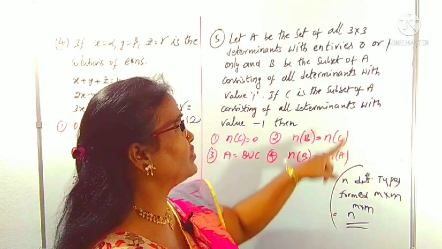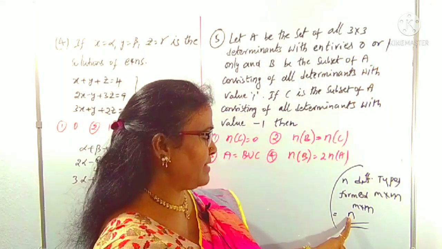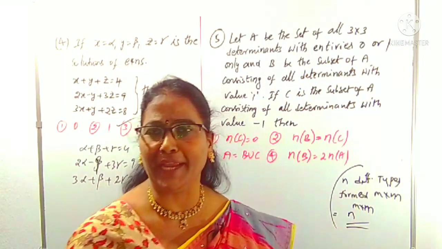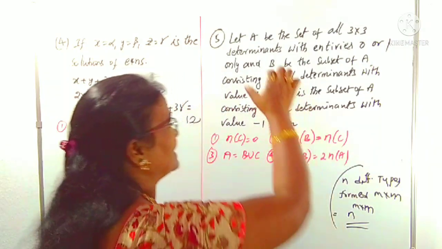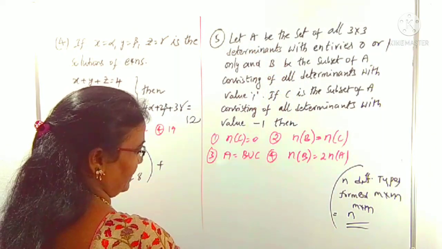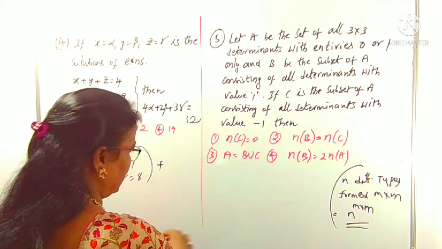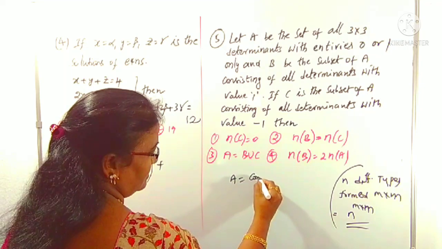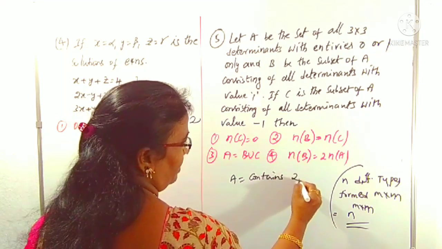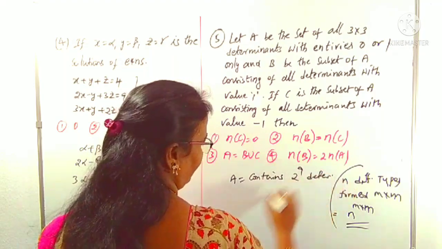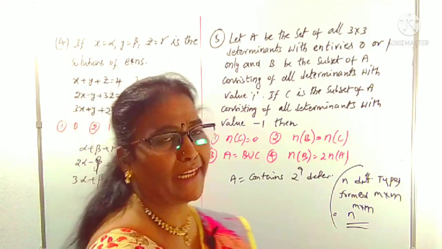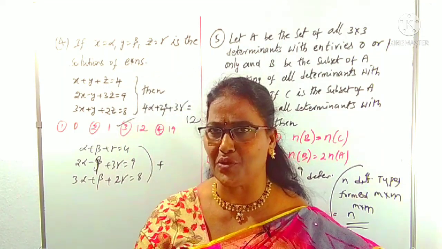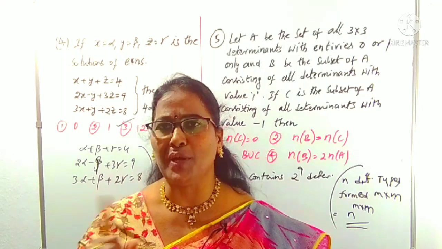What are the types of elements we are using? 0, 1 only, means 2 elements are used, 2 power of order 3 by 3. 2 power 3 into 3, 2 power 9 determinants are contained in the matrix A. Those are what we don't want. Just how many determinants does A contain? A contains 2 power 9 determinants, in which maybe det value is 0, det value is 1, det value is minus 1 and so on. We are using the 0, 1 entries only.